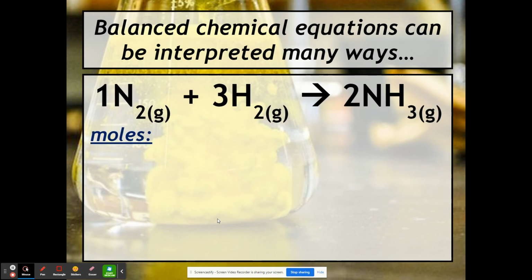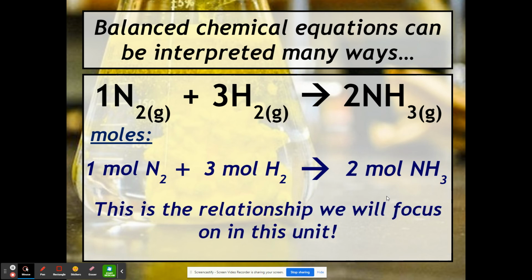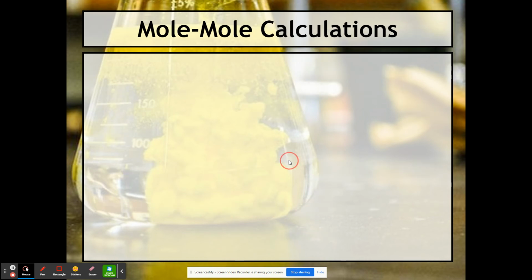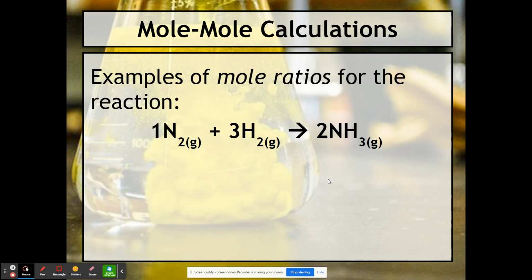Another way is to look at the number of moles of things that are there. So this tells me that there is 1 mole of N2 here, that there are 3 moles of H2, and that there are 2 moles of NH3, of ammonia. This is a relationship that we will focus on. Because it tells us the exact number of moles, we can use that to convert. The coefficients in the balanced equation represent the smallest whole number mole ratio between reactants and products.